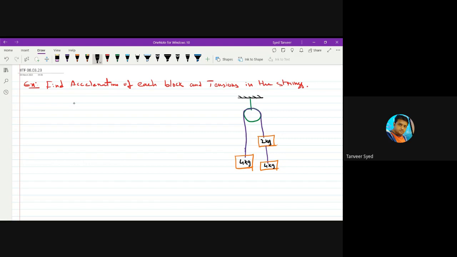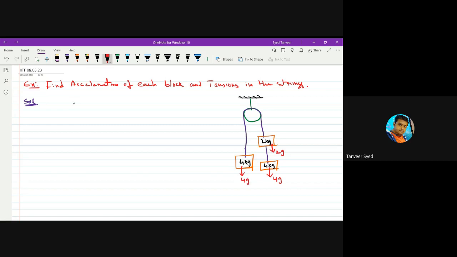If you release this system from rest, what happens? First of all, there are 3 bodies, so you'll get m1, m2, m3. We have 2 masses on the right side and 1 mass on the left side. 4 kg mass, its weight is 4g. 2 kg mass, weight is 2g. And here 4 kg mass, weight is 4g.